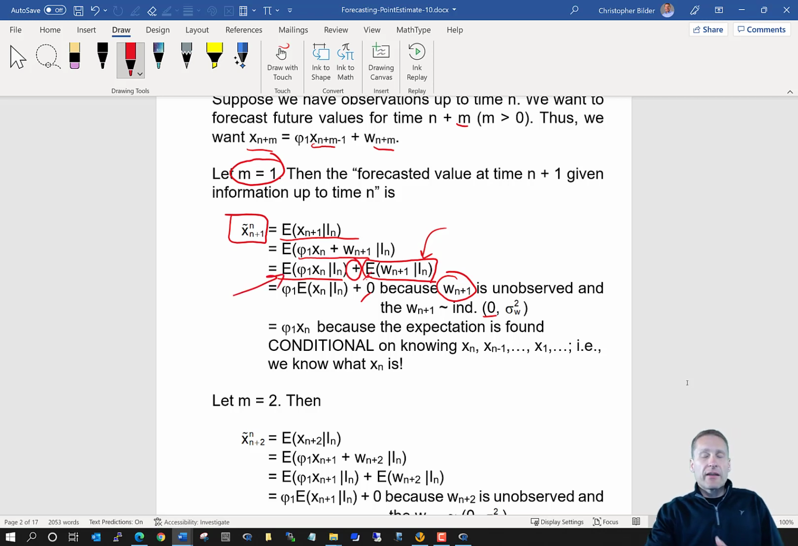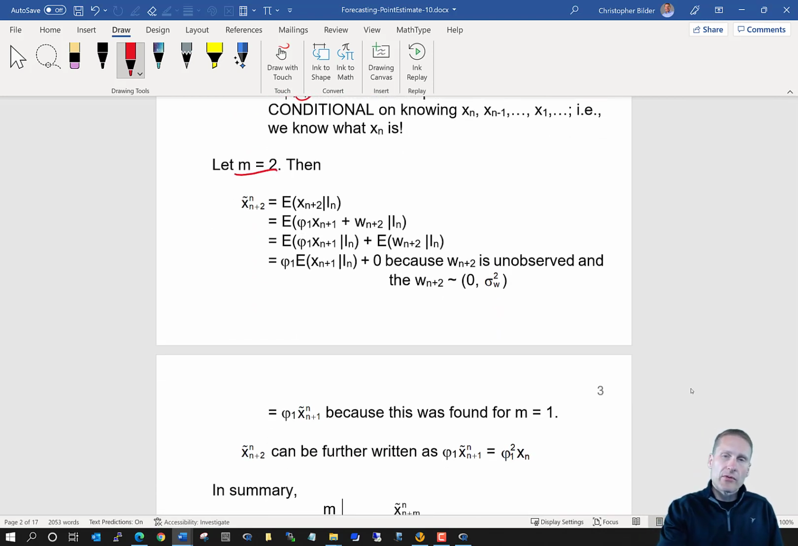This other expected value, I can factor out the corresponding constant, that phi 1. So I'm going to factor that out there. And then I'm looking at, well, what would I expect x of n to be on average given this information from my past? Well, in that past, x sub n actually exists. So it's like saying, okay, what's the expected value of a random variable given I know what that random variable already was observed to be? Well, it's then that numerical value of that random variable. So this expected value is just simply x of n. And so my first forecasted value, meaning one time point into the future, is simply phi 1 times x of n.